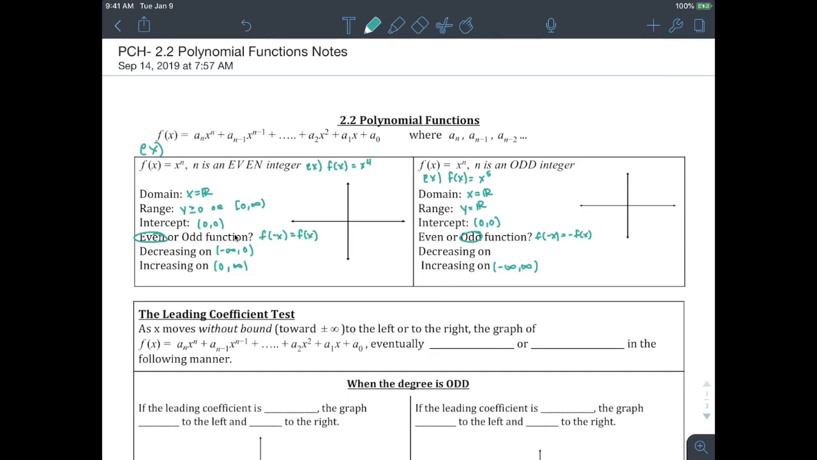We're looking at polynomial functions today, so let's start out with our general form. f(x) = a_n x^n + a_(n-1) x^n... All this means is that the n is equal to the highest degree.